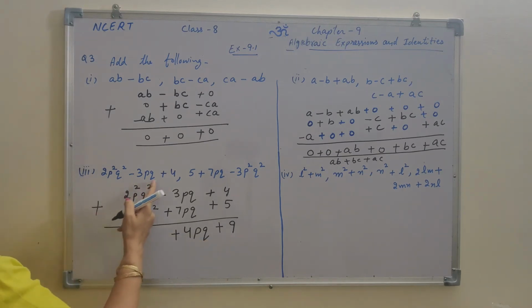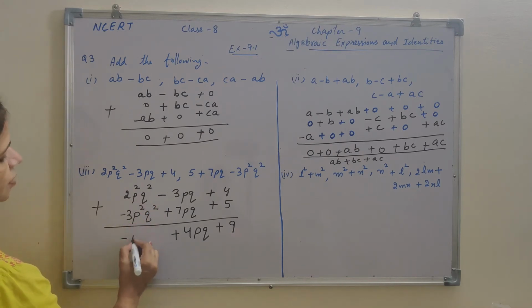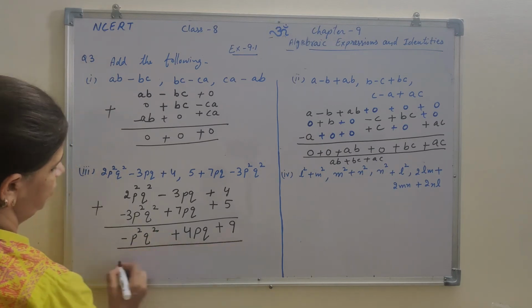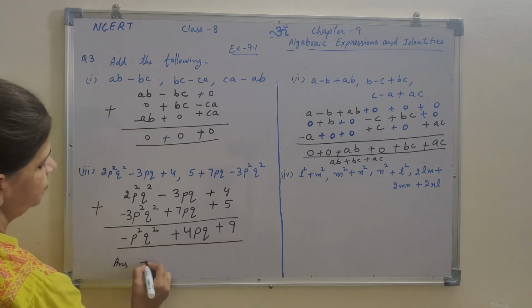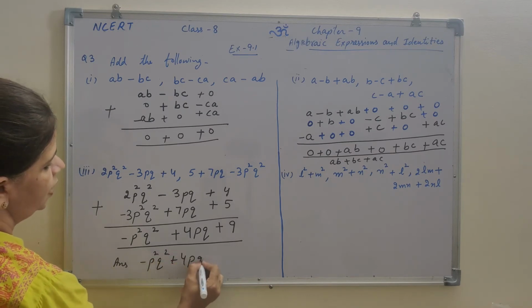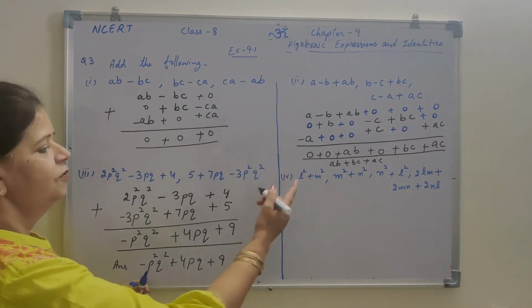2p square q square minus 3p square q square gives us minus 1p square q square, or directly minus p square q square. So this is our answer. The answer is minus p square q square plus 4pq plus 9. Right. Now the fourth part.